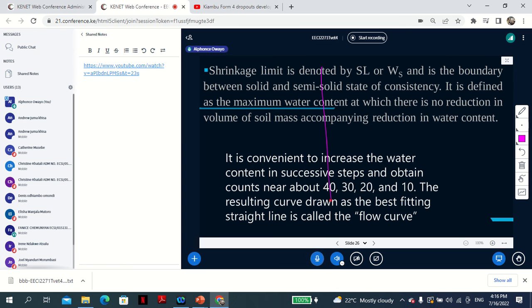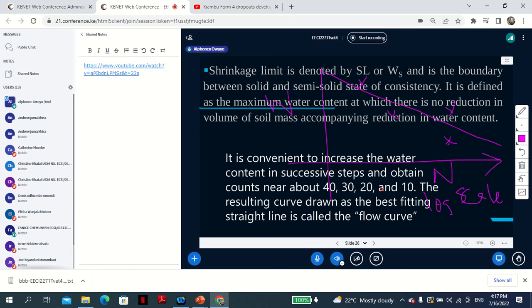I've deleted everything. Anyway, 10, 20, this is the log scale, n, water content. Because of course, when the water content is low, you expect a high number of blows. So you get a straight line. Maybe it's difficult to get a perfect straight line, but they will scatter around a straight line, and then you find the best fit.